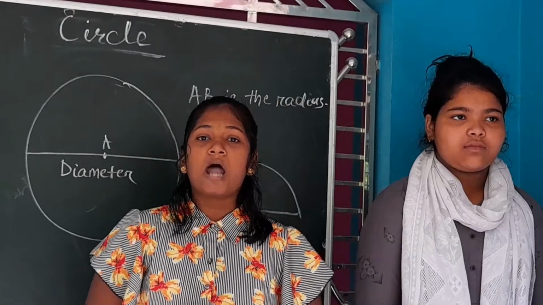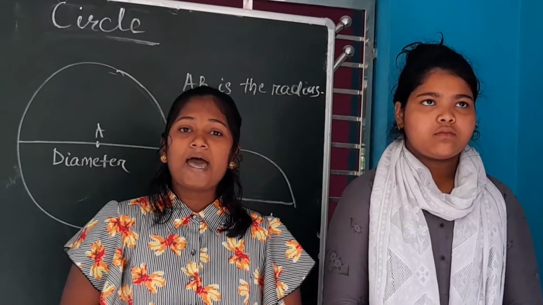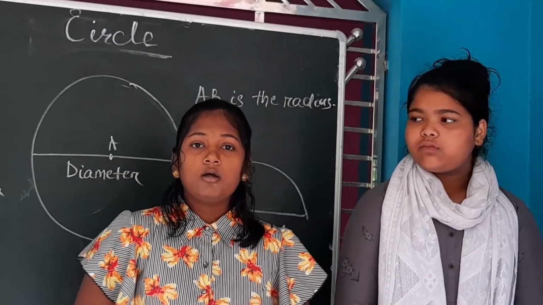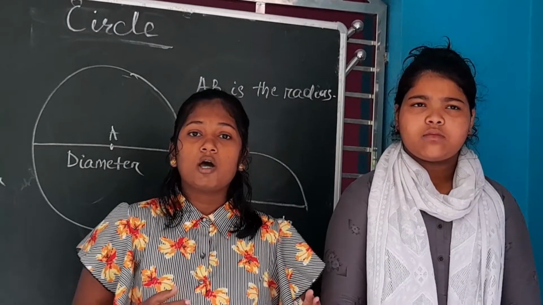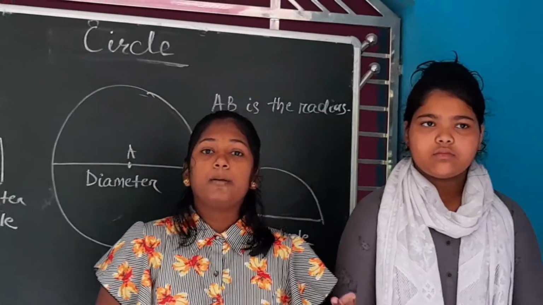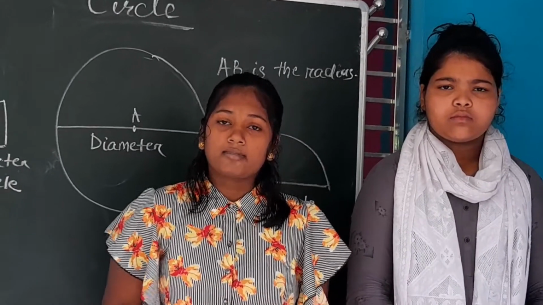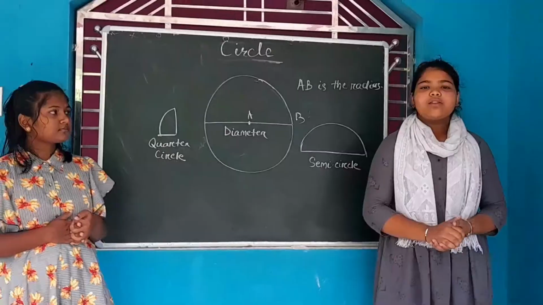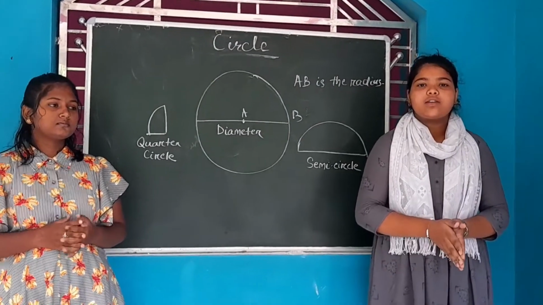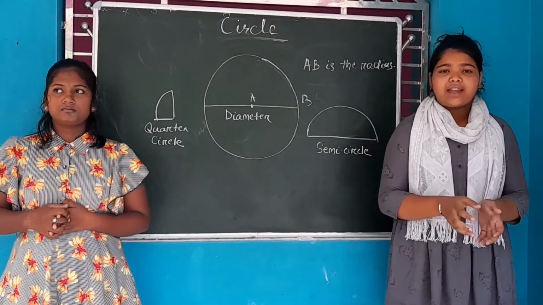A circle is a round-shaped figure that has no corners and no edges, and is a closed two-dimensional curve. Things around us in a circular shape are bangles, clocks, and so on. The center is the point of the circle from which all the lines to the circle are equal. This line is called the radius.